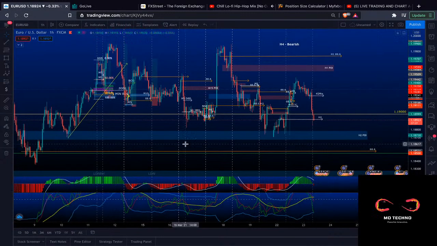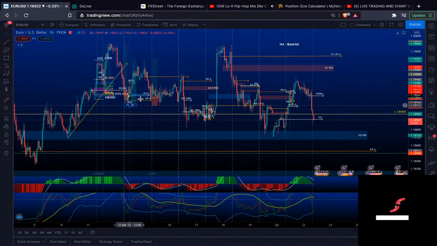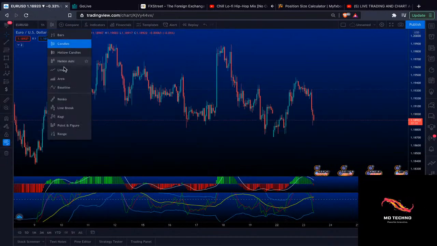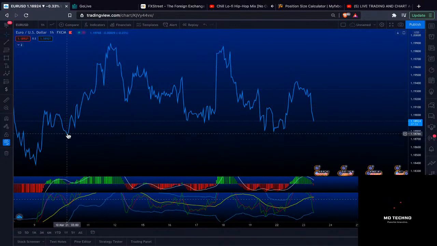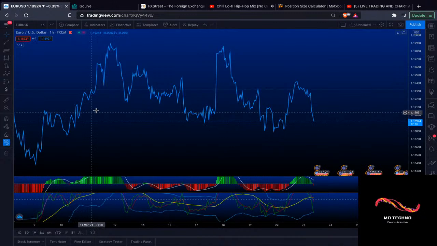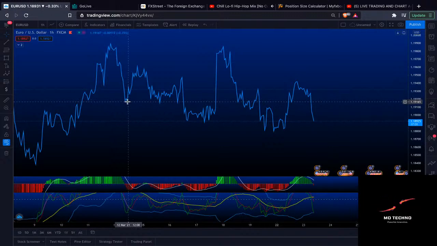Let's see if we can find anything on the indicator as well. Yeah. Alright, check this out. So if I take a line chart, you can see that price here made a low, high, high, higher high. Alright, so price did this.